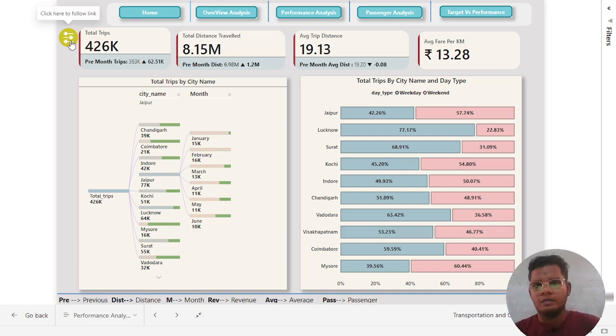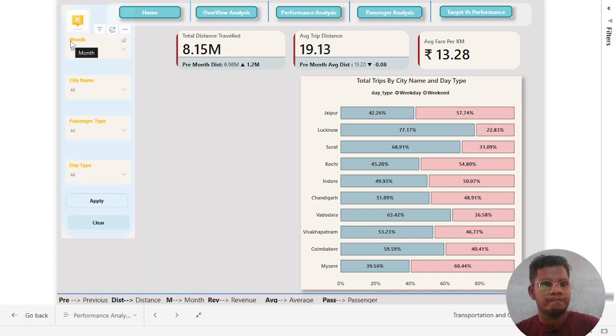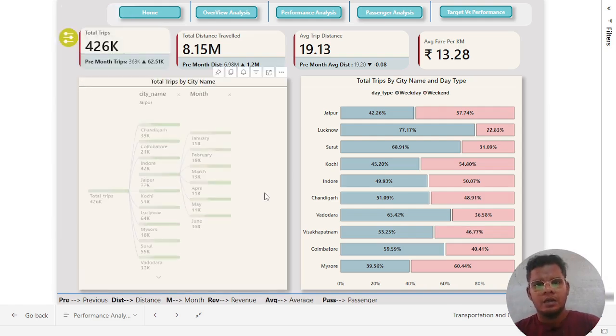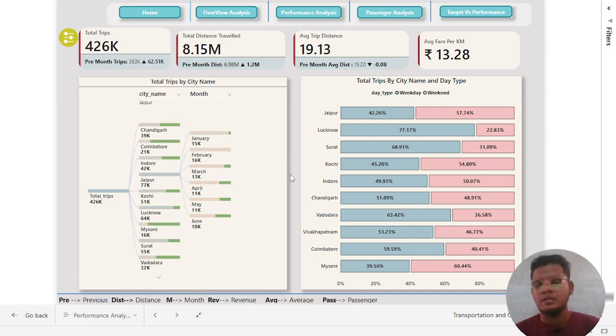For example, let's start with passenger rate. Okay, these things we'll see later. Before that, I'll explain why these trip fluctuations are distributed this way.